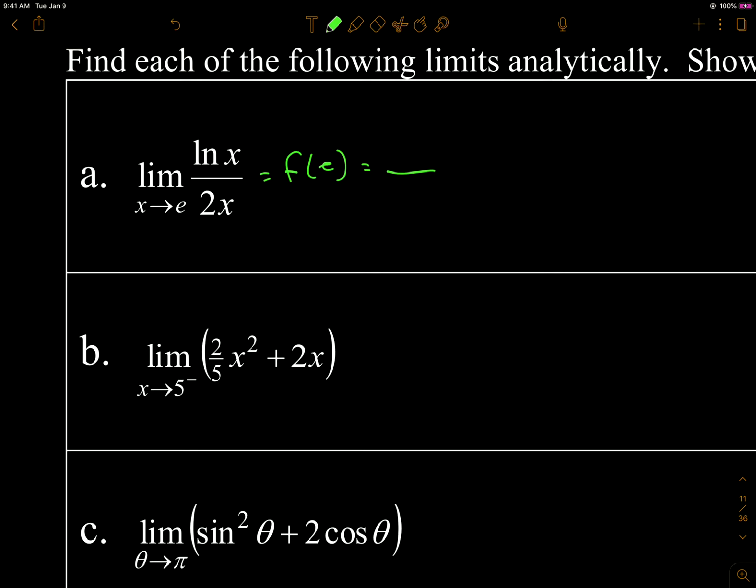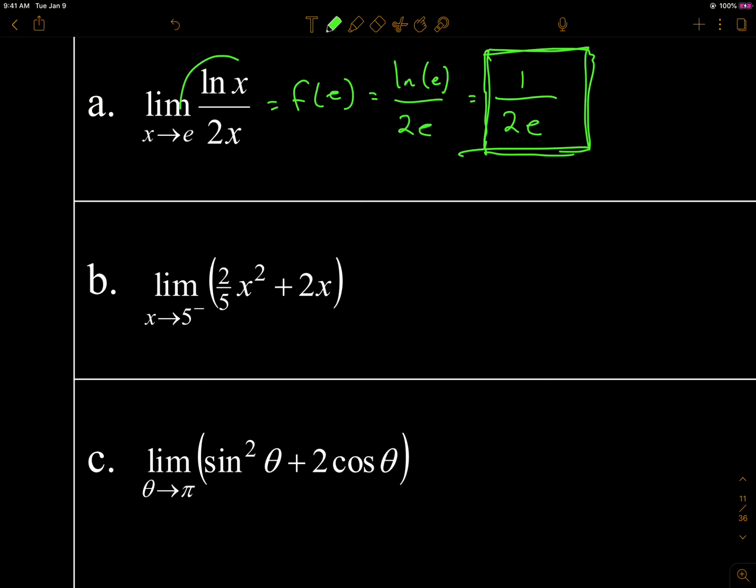The bottom does not come out to be 0, so that's good. That means direct substitution will work. The bottom is 2e. The top will be ln of e, and I know that ln of e is 1 because they're inverses. So this must have been continuous because direct substitution worked. Because it was a rational type of function, the bottom wasn't 0, so that made it continuous.